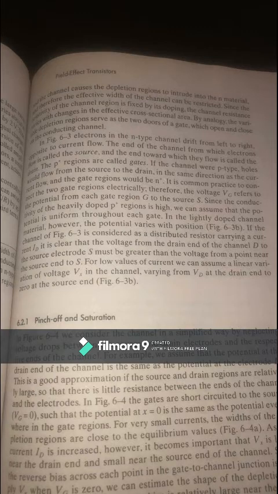Now, the figure on page 6.4. If we look at this figure, the gate is short circuited to the source, that is Vg is equal to 0, such that the potential at X is the same as the potential everywhere in the gate region. That is, the potential remains the same in all the gate region. For very small currents, the widths of the depletion region are close to the equilibrium values.